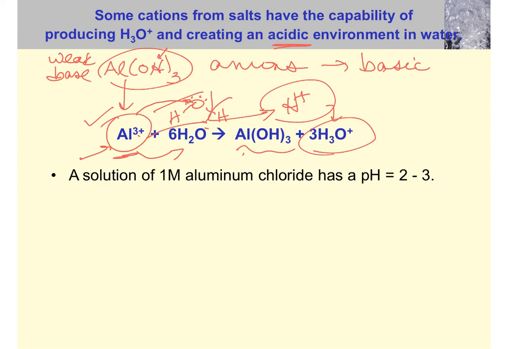So cations will tend to make acidic solutions, anions will tend to make basic solutions. And just confirming that, if you have a 1 molar solution of aluminum chloride, pH of 2 to 3, and that's from the aluminum ion interacting with water to make hydronium ions.